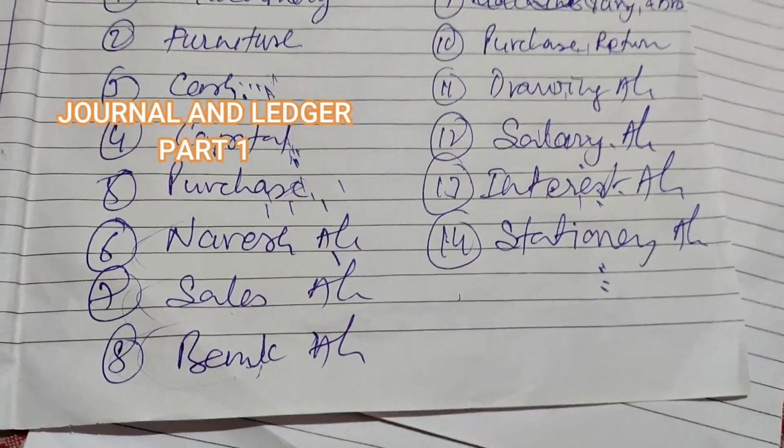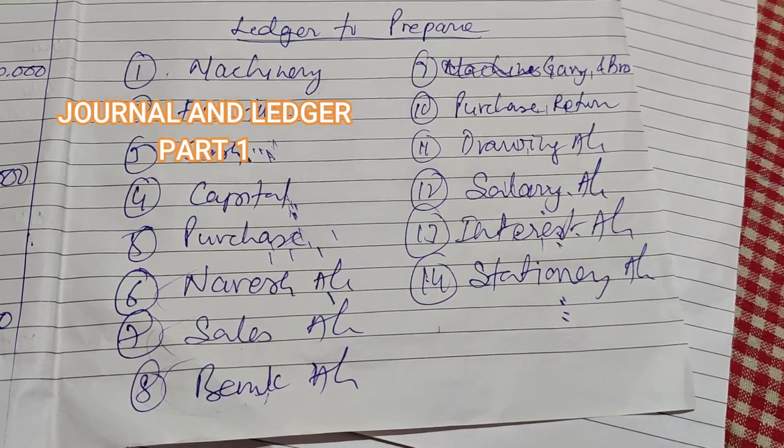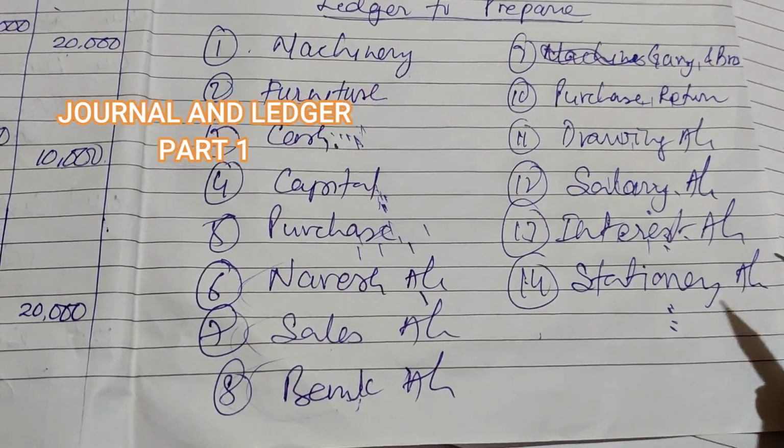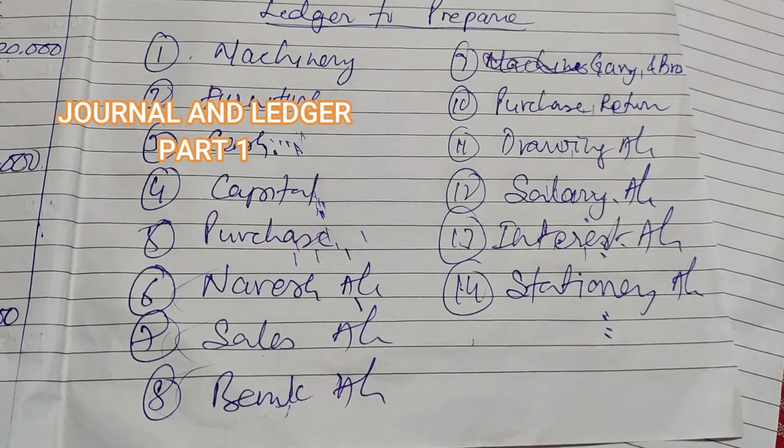So this is how we write the ledgers separately. We have to make separate ledgers. This is the list of the ledgers which we have to make. Okay, this is what I have made: the list of the ledgers which we have to open now.